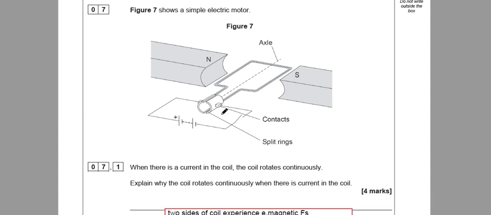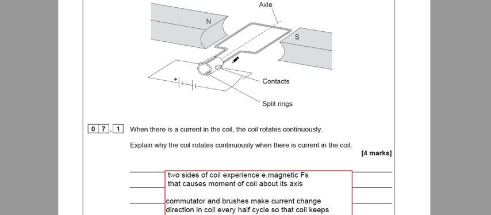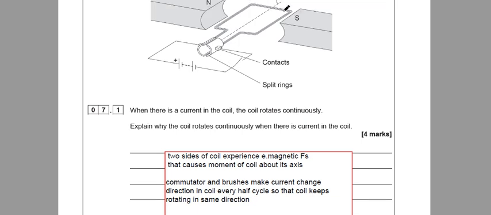The figure shows an electric motor. When there is a current, the coil rotates. Explain why. Because the two sides of the coil experience electromagnetic forces in opposite directions, this causes a moment on the coil about its axis. The commutator and the brushes make the current change direction in the coil.